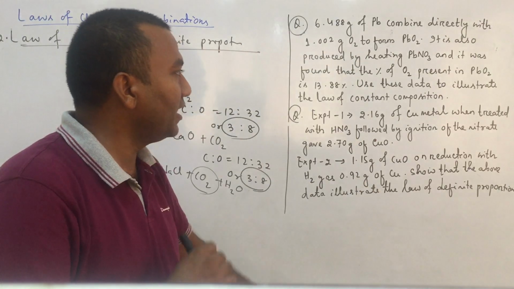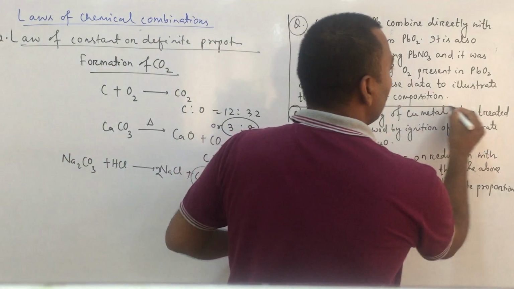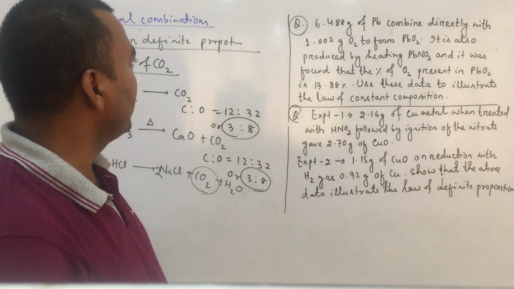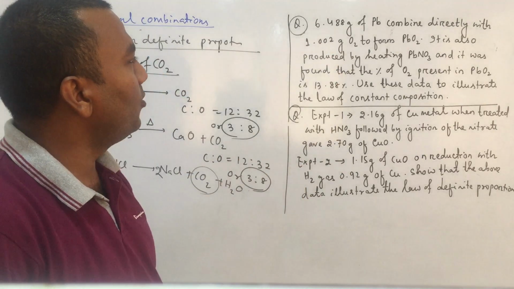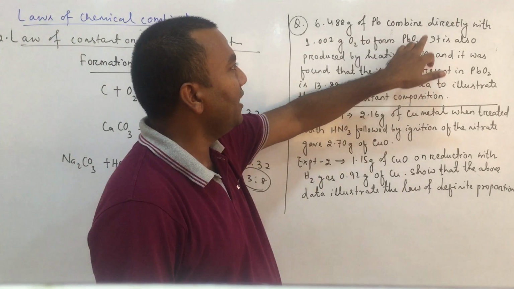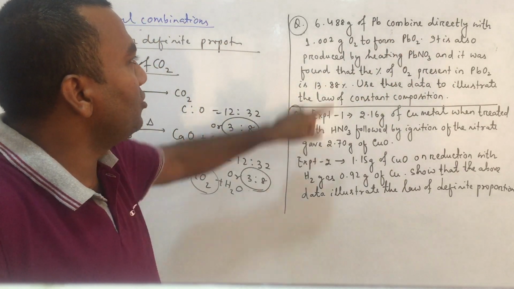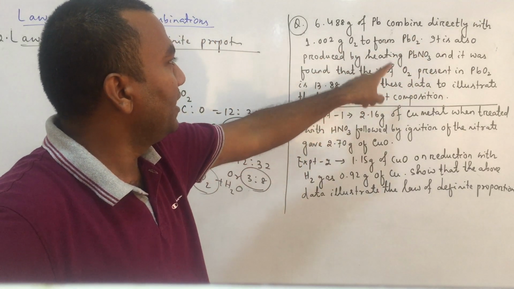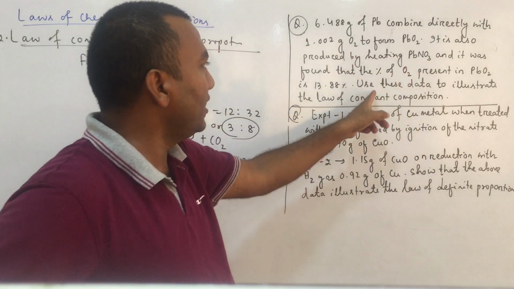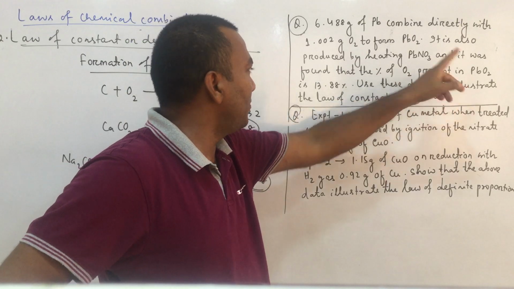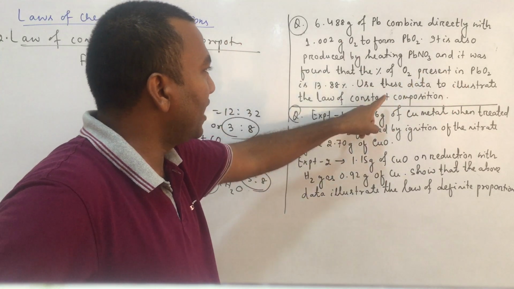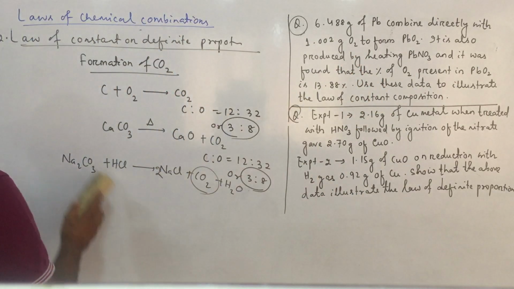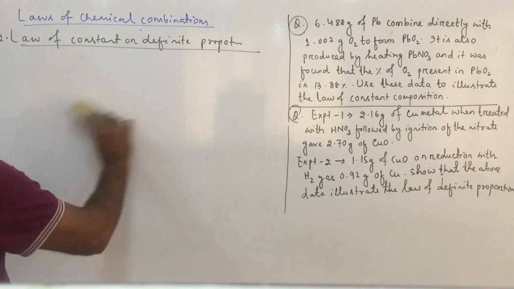But here I have written 2 numericals, because the important part is the numerical. In the numerical part, how can you solve that? You see, 6.488 gram of lead combined directly with 1.002 gram of oxygen to form lead peroxide. It is also produced by heating lead nitrate, and it was found that the percentage of oxygen present in lead peroxide is 13.38. Use this data to illustrate the law of constant composition or definite proportion. So how can you solve this? You see. So first question answer.